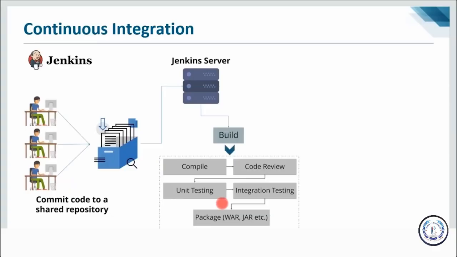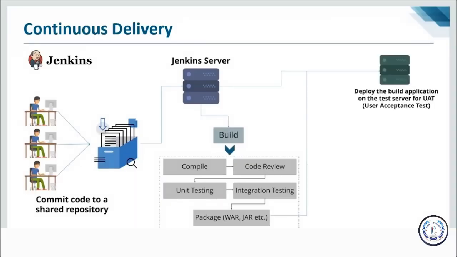It is basically continuously building your application. The moment any developer commits a change in the source code, Jenkins will pull that code and prepare a build. Let's move forward. And now I'm going to explain to you continuous delivery.